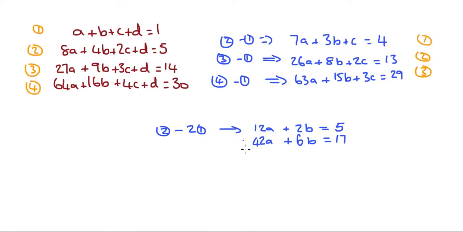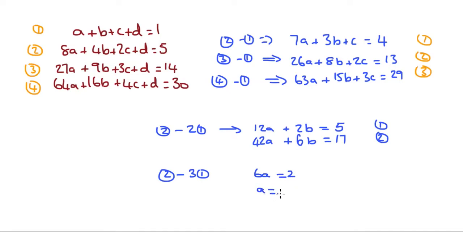So you can see here, now I've got a 2-dimensional pair of simultaneous equations, which we should all know how to solve. So I can do one more lot. I can take away 3 lots of this row from here. So I'm going to do row 2 minus 3 lots of row 1, if this is my new row 1 and new row 2. So 42 minus 3 lots of 12, 42 minus 36 is going to be 6A. The B's are going to cancel. 6B minus 6B is going to be 0. And I need to do 17 minus 15 is going to be 2.